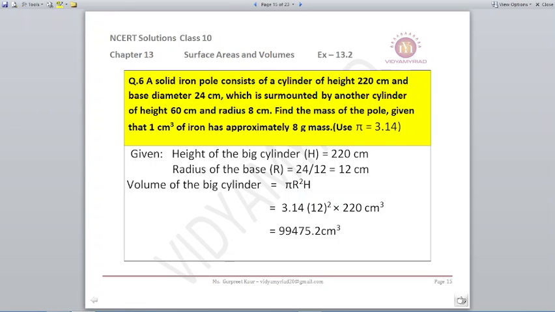Now what are we given? We are given a big cylinder whose height is 220 centimeters. We are also given the diameter, which is 24. So 24 we will divide by 2, we will get 12 centimeters. So that will become the radius. We will use this information to find out the volume of our big cylinder. So that is pi r square h. So 3.14 into 12 into 12 into 220, that gives us 99475.2 centimeters cube.